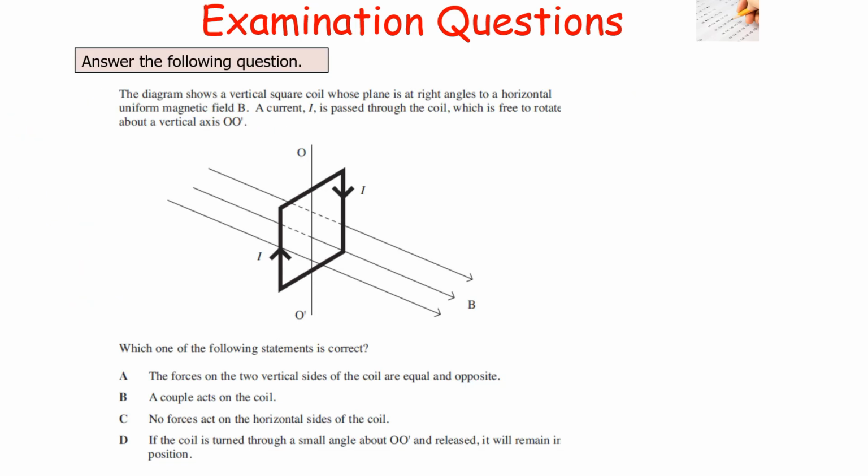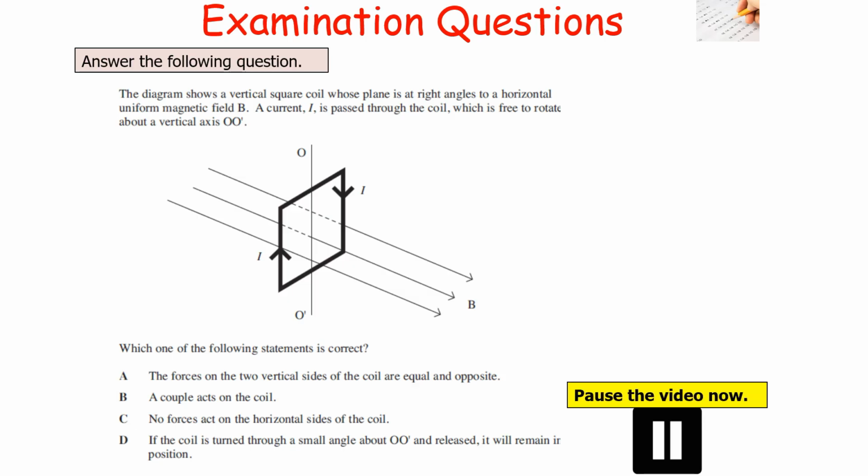The next question says, the diagram shows a vertical square coil whose plane is at right angles to a horizontal uniform magnetic field B. A current I is passed through the coil, which is free to rotate about a vertical axis OO'. Which of the following statements is correct? So pause the video now, then unpause the video when you want to go through your answer.